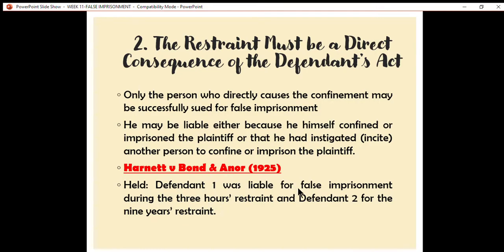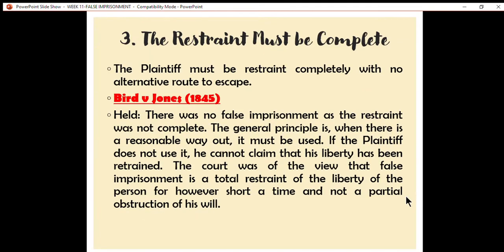So even though defendant 1 is not the person who gave the instructions, he committed the restraint, he committed the confinement against the plaintiff, so he is also considered liable for false imprisonment. And the last element that must be proved is that there must be a complete restraint. The plaintiff must be restrained completely with no alternative route to escape.